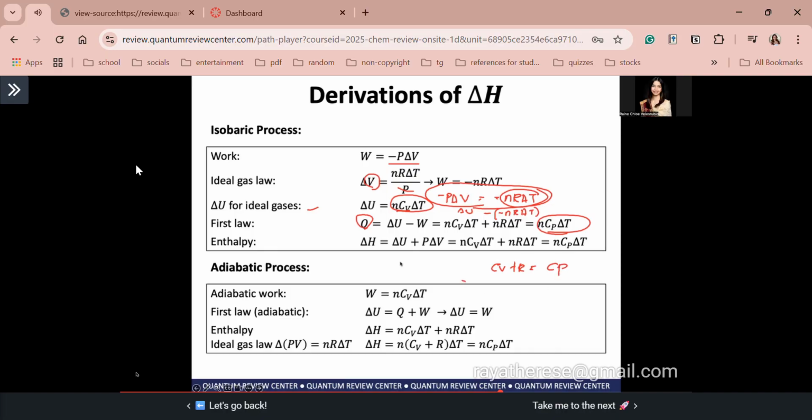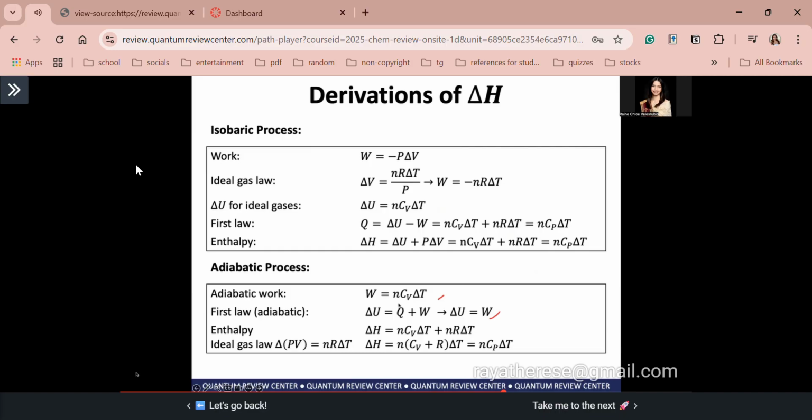Similarly, for delta H, we know that the equation is delta U plus P delta V. Knowing that delta U is equal to nCv delta T and PV is equal to nR delta T, we can just isolate again Cv plus R to get Cp. Therefore, delta H is equal to nCp delta T. Lastly, for the adiabatic process, we know that adiabatic work is equal to nCv delta T, right? And from the first law for adiabatic, delta U is equal to W because Q is equal to 0.